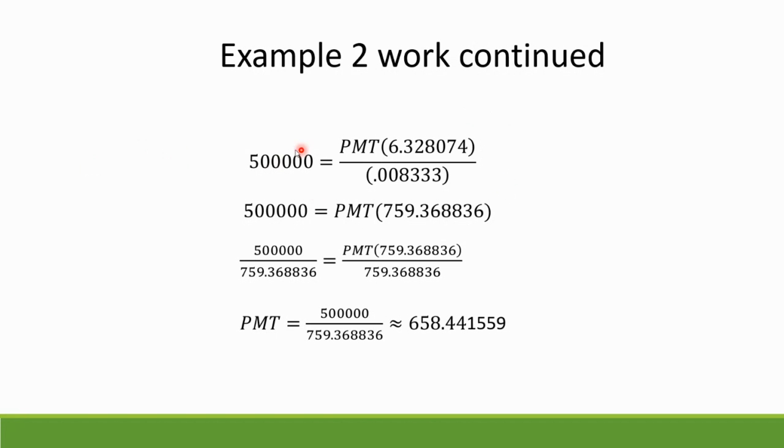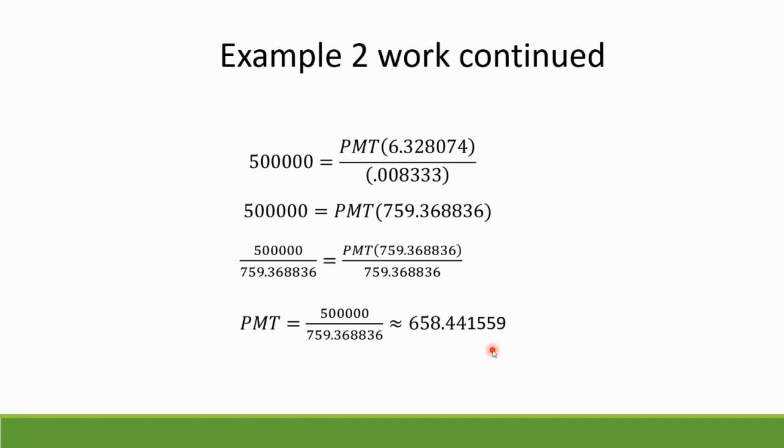So we have this equation to solve. PMT is our unknown. So if we can do this quotient, this divided by this, that's where the 759 number comes from. Dividing both sides by that, we get PMT is this, as you can see. And that turns out to be about 658.44. So altogether, we divided, and we divide again, and we get this. That's what we end up with.